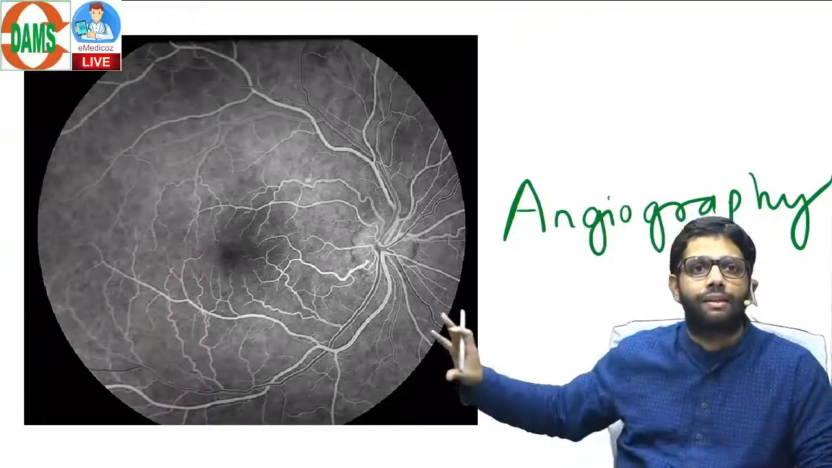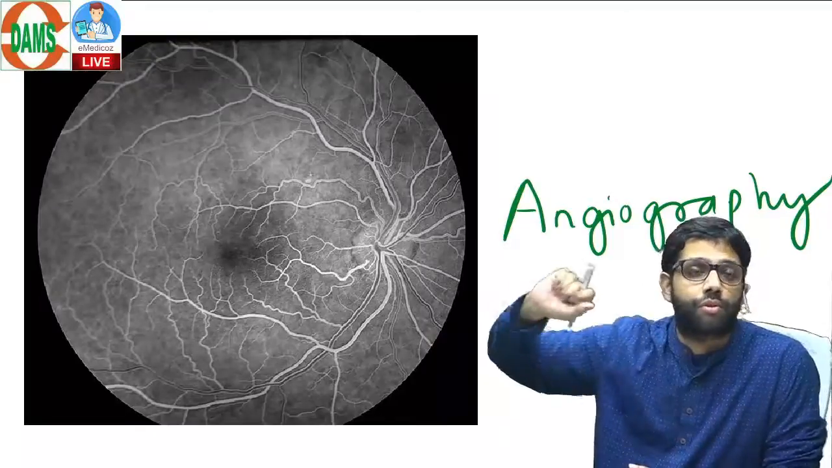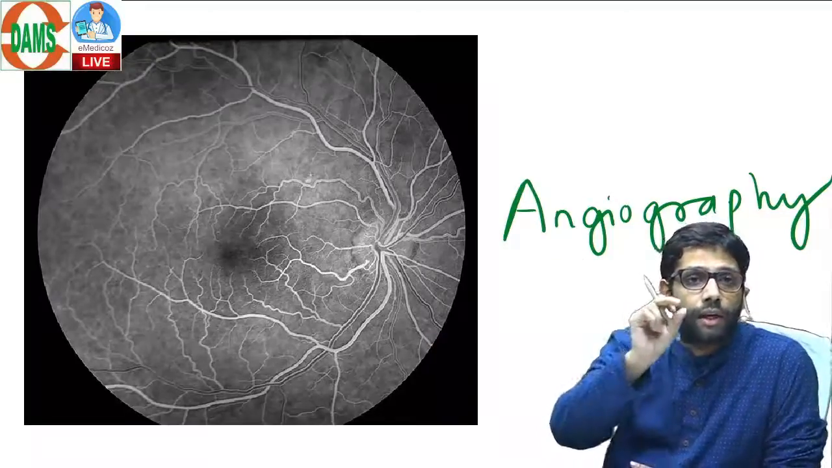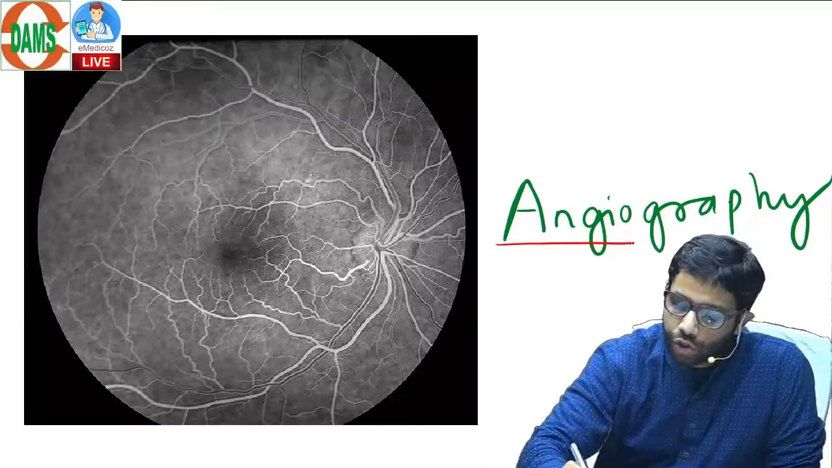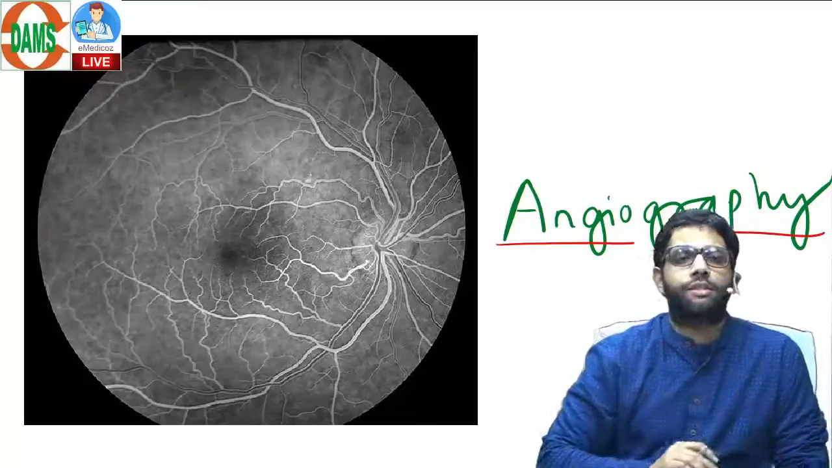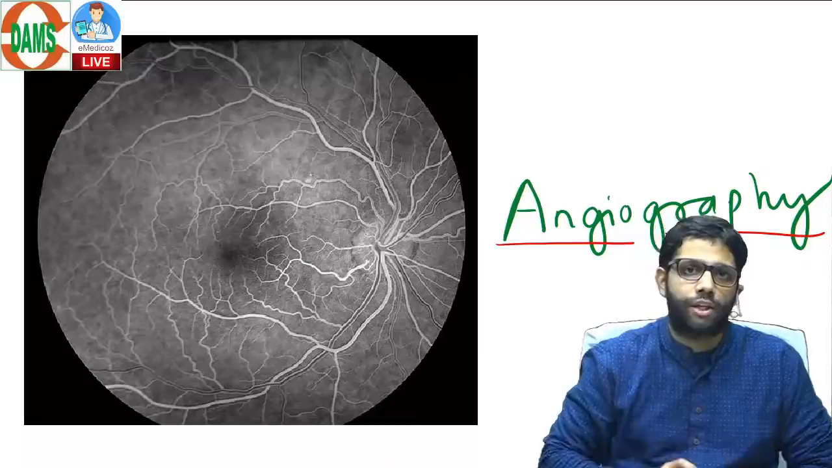From this, let us see this picture. Angiography. And here comes the long question, a 10 marks question: write some points regarding retinal angiography and clinical applications. So angio means vessel, graphy means study. The study of the vessels of the retina and choroid is angiography.